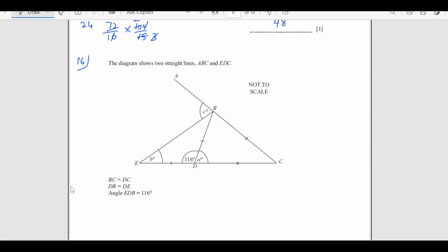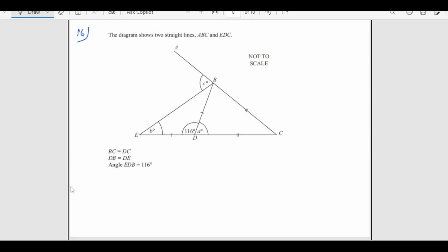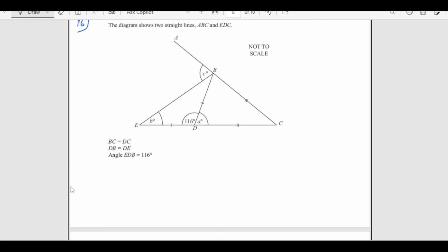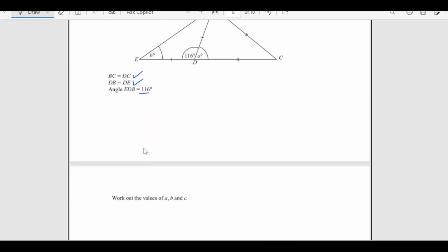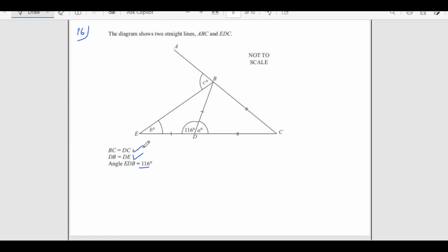The diagram shows 2 straight lines, ABC and EDC. BC is equal to DC, shown with these 2 lines, and DB is equal to DE, these 2 sides with one single bar. Angle EDB is 116, it's given. So work out the values of A, B and C. We need to calculate the values of A, B and C.